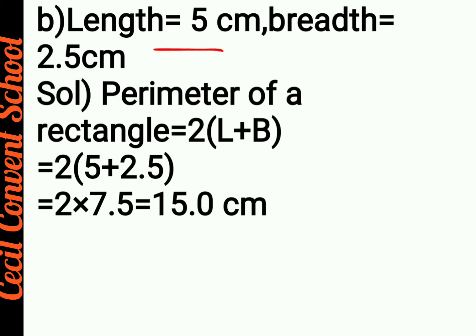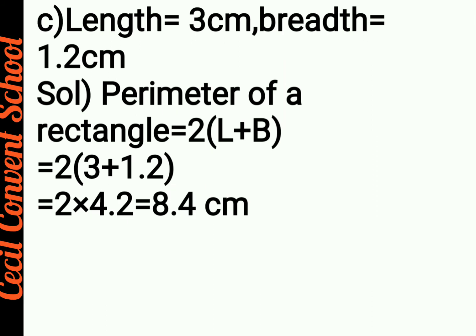Length is 5 centimeter. Breadth is 2.5 centimeter. Perimeter of rectangle formula is 2 into (L plus B). So L is 5 plus 2.5. 5 plus 2.5 is 7.5. Then 2 and 7.5 when you multiply, answer comes 15.0 centimeter or 15 is the correct answer. Clear? Now we do C part.